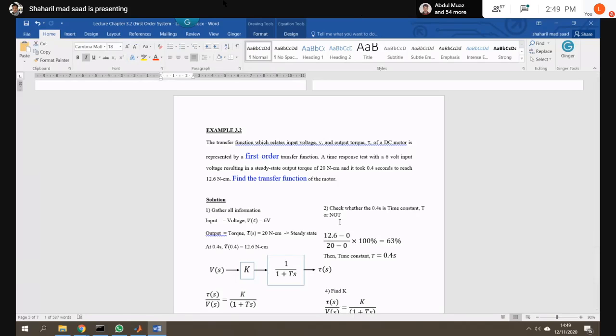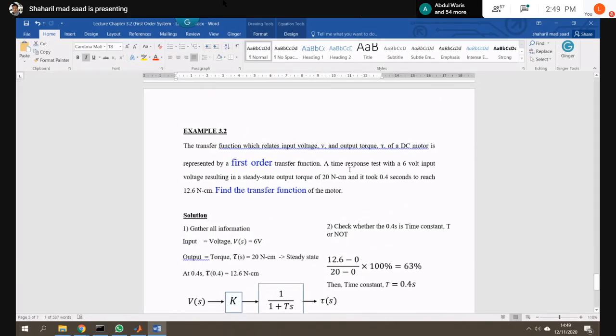Example 3.2. The transfer function which relates the input voltage and the output torque tau of a DC motor is represented by a first order transfer function. A time response with 6 volt input voltage results in a steady state output torque of 20 Newton per meter, and it took about 0.4 seconds to reach 12.6 Newton per meter. Find the transfer function of the motor.